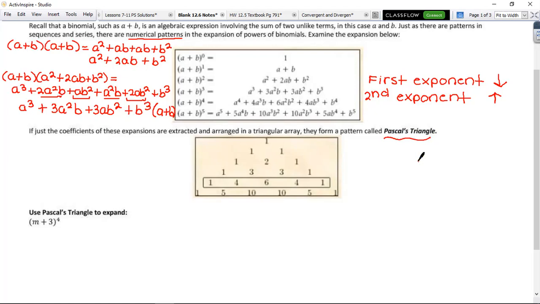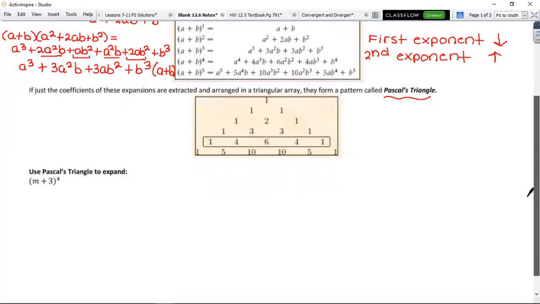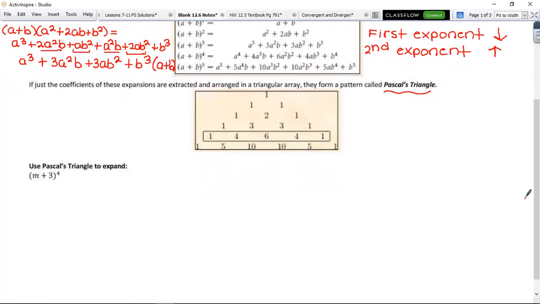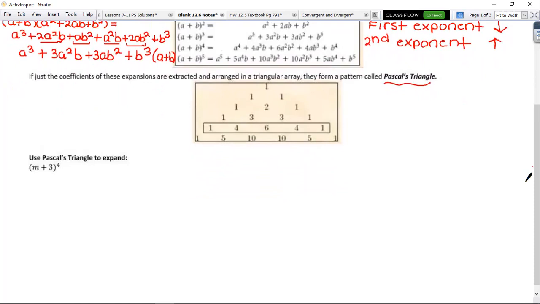So I'm going to show you one expansion with Pascal's triangle, and then I'm going to show you the binomial expansion formula theorem. And ultimately what you're going to want to do is use the formula, because this is something you would have to memorize if you ever wanted to use it. Okay, and there's no point in memorizing that.